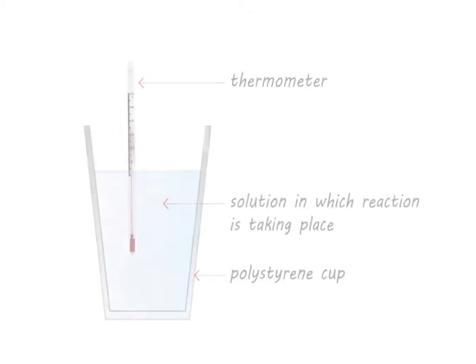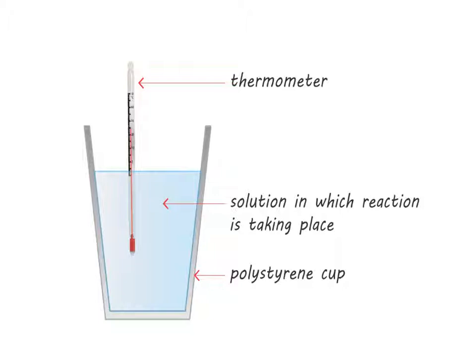By measuring the temperature change of the surroundings during a chemical reaction, it is possible to work out the amount of energy entering or leaving the chemical system. The simplest way to do this is to carry out the chemical reaction in a coffee cup calorimeter.